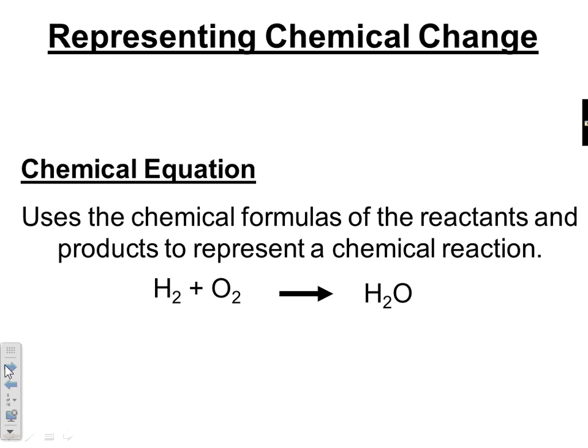So, again, you don't have to write representing chemical change again. We're now at the subheading chemical equation. It uses the chemical formula of the reactants and the products to represent the chemical equation. And this particular one is not balanced. So this is not a balanced chemical equation.